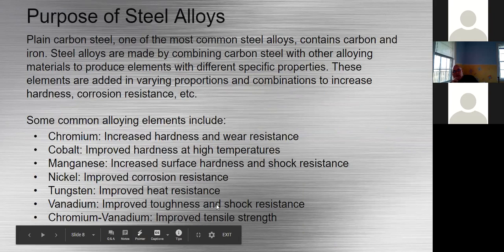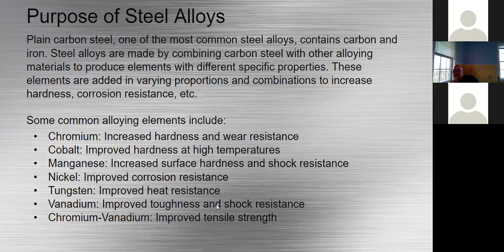The purpose of steel alloys. Plain carbon steel, one of the most common steel alloys, contains carbon and iron. However, steel alloys are made by combining carbon steel with other alloying materials to produce elements with different specific properties. These elements can be added in varying proportions and combinations to give certain properties to steels to better protect them from the elements, such as corrosion resistance, and to increase hardness. Some of the common alloying elements include chromium, which increases hardness and wear resistance; cobalt, which improves hardness at high temperatures; manganese, which gives increased surface hardness and shock resistance; and tungsten, which gives improved heat resistance.